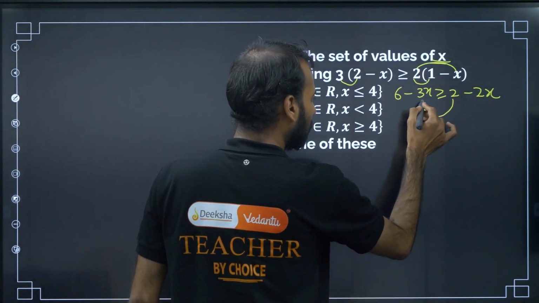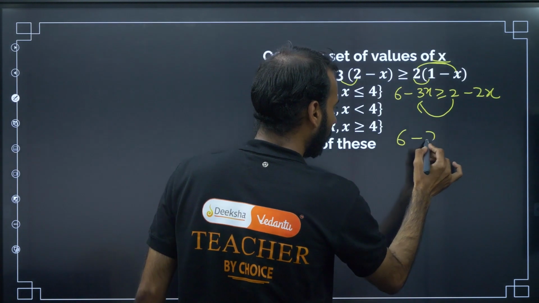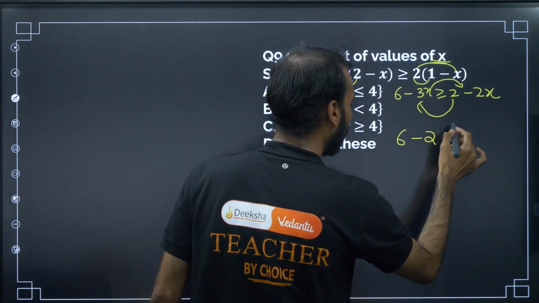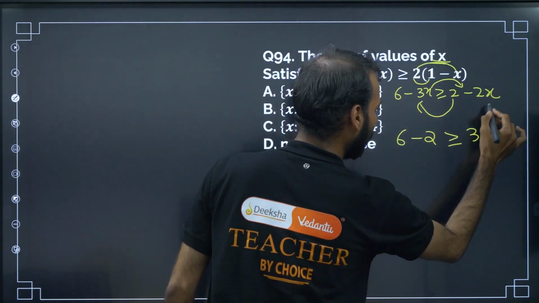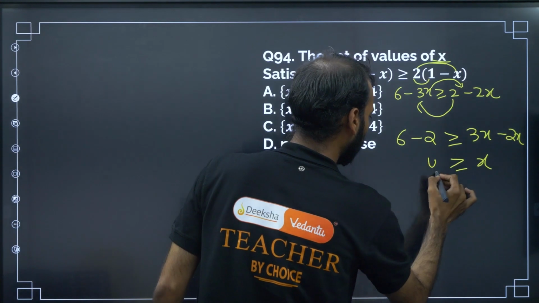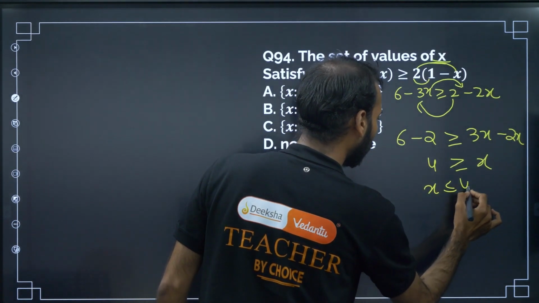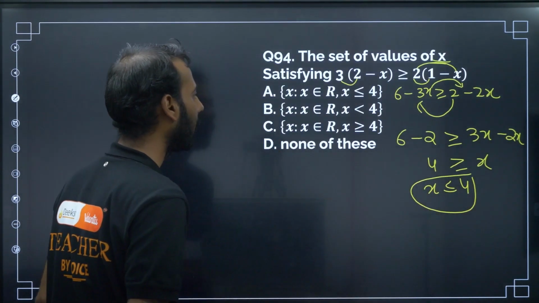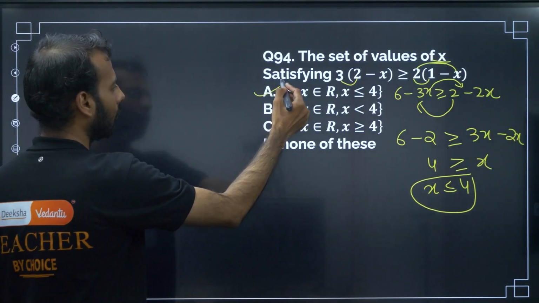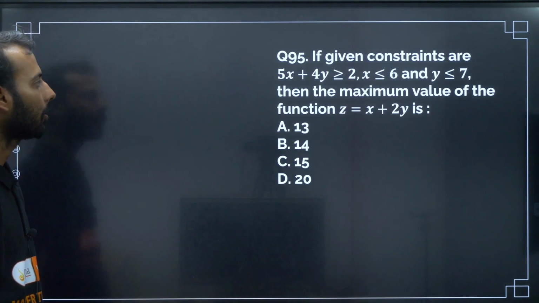If I transpose this 6 to this side, it becomes 6 minus 2, and I am also transposing the negative 3x to the other side, which becomes positive 3x minus 2x as it is. Next, this is greater than or equal to x, 4. So x is less than or equal to 4. Any option with x less than or equal to 4, that is option A. Go for option A. Moving to the next.